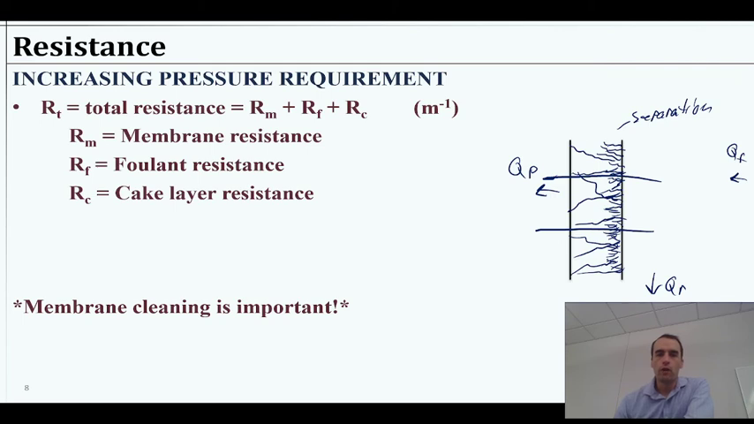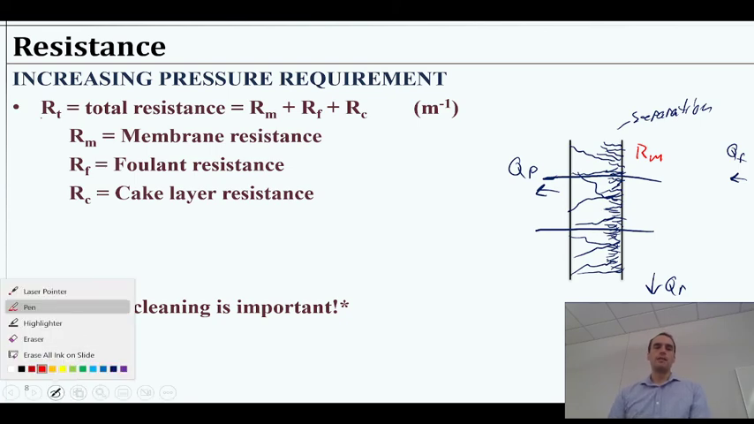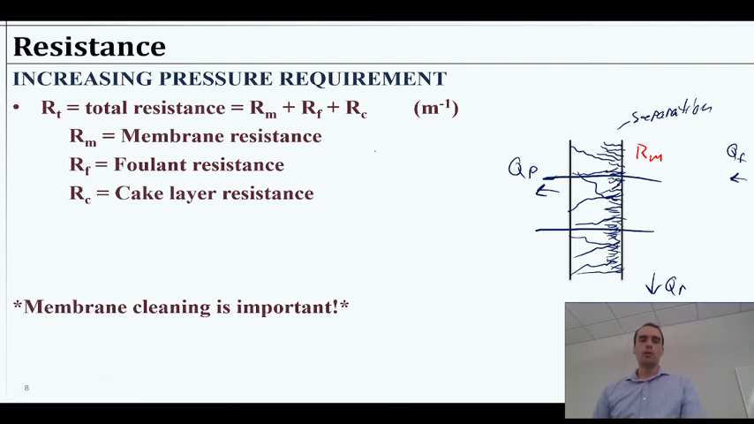we'll say, first of all, just the membrane resistance, R_M, that's resistance in a clean membrane. Nothing has happened yet. That's just the natural properties of the membrane. It just has some resistance because it's hard to push water through it. So that's the component. So if we take the total resistance being the resistance of the membrane plus the resistance due to fouling plus resistance due to what we call a cake layer, that's going to be our total resistance, and that's in per meters.